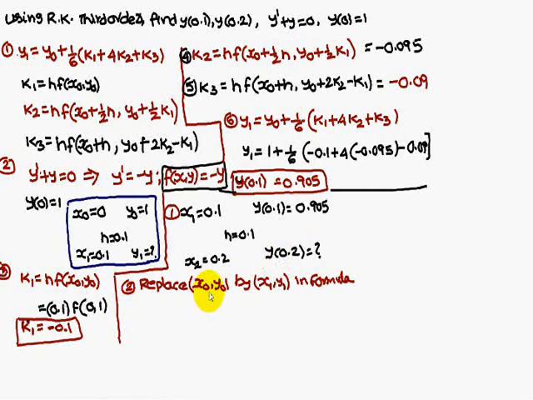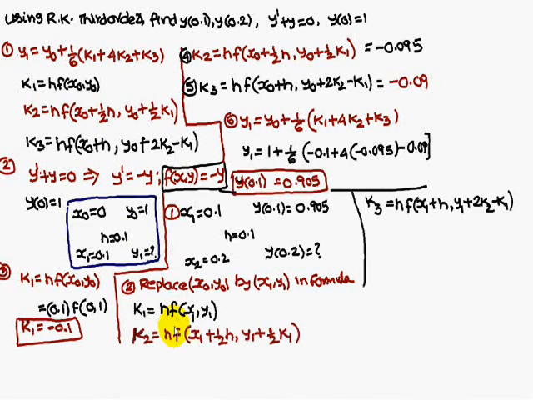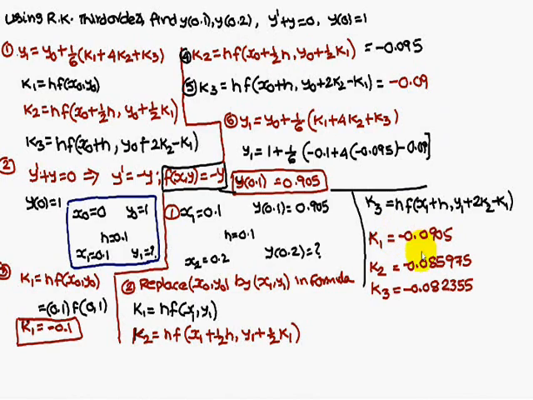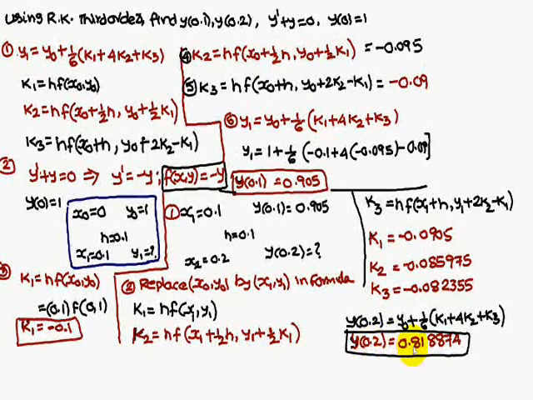Next, replace x0, y0 with x1, y1 in the k1, k2 and k3 formulas. You will get the k1 formula like this, the k2 formula like this and the k3 formula like this. Find the values of k1, k2, k3 and substitute, and you get y of 0.2 is 0.818874. This is the way to find the Runge-Kutta third order. Okay, thank you.